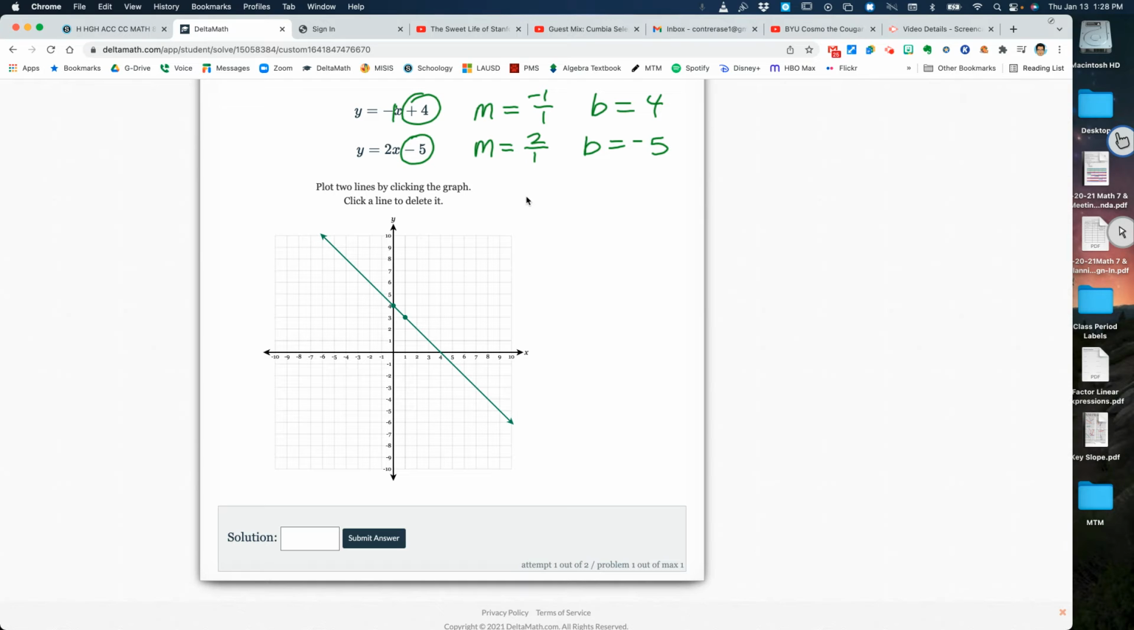So let's find -5 on the y-axis first. And then we'll go up 2 over 1. All right. So here we go. Looks like it does intersect. This is the common point, 3, 1. So 3, 1 would be the solution. The only point they have in common.